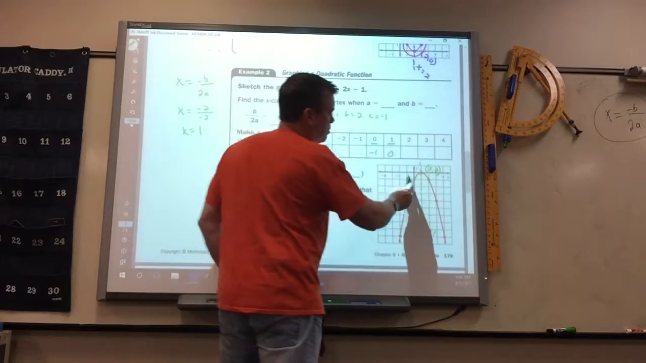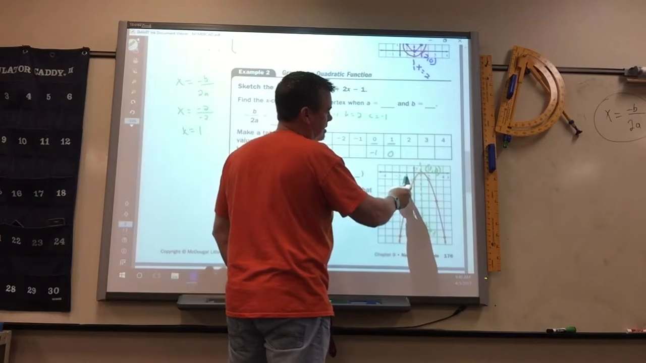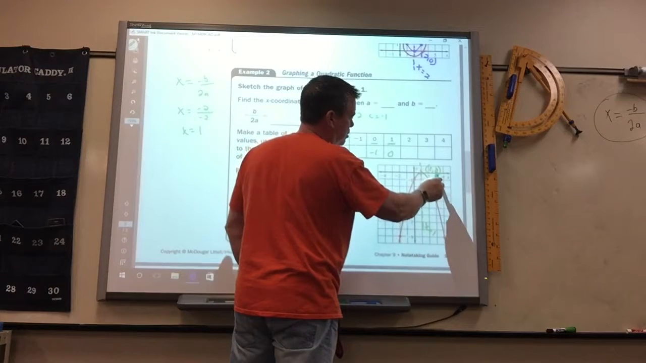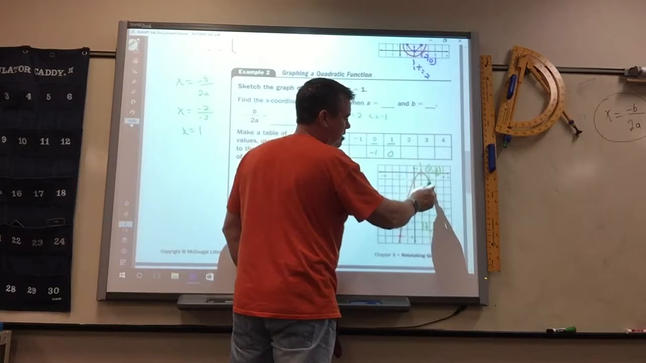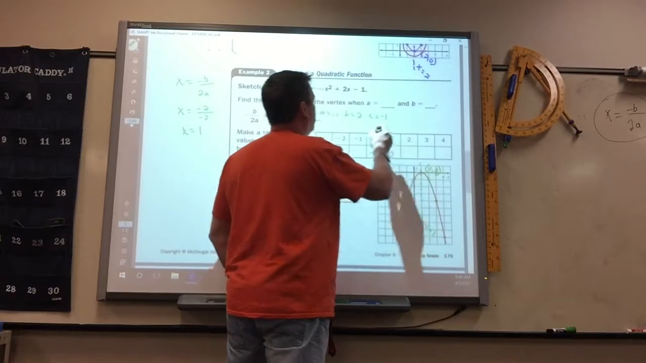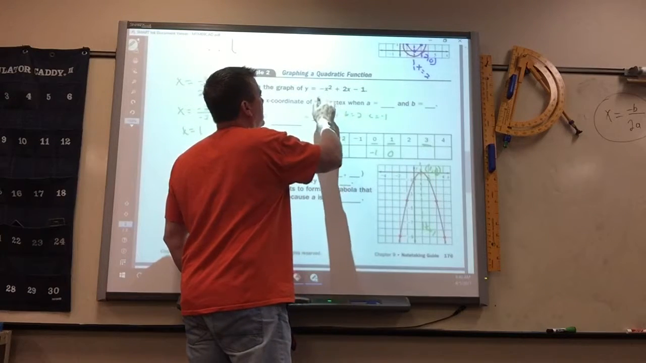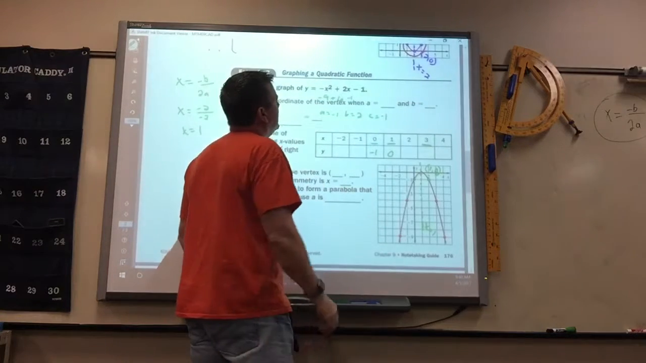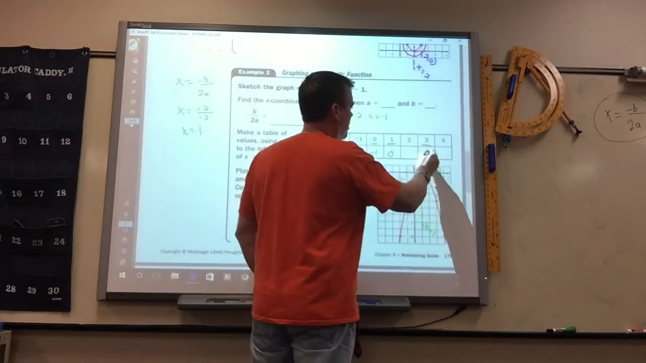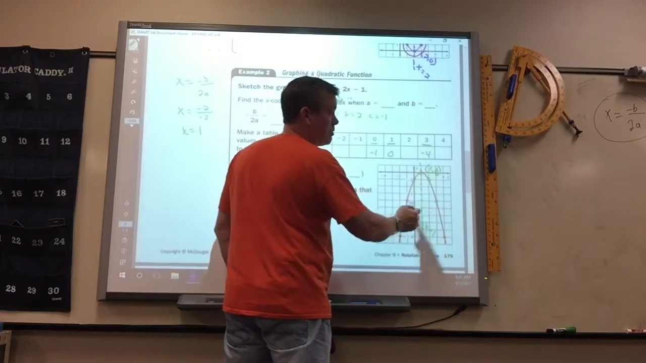Then you could put in negative 1. Again, I don't like dealing with negatives, but you can. What I would do is come over here and put 3 in. Because it doesn't do any good to put 2 in because I already have that point. So put 3 in. 3 squared is 9, but that's negative. Plus 2 times 3 is 6. Take away 1 is negative 4. So 3 over 4 down. And then you just reflect it over.